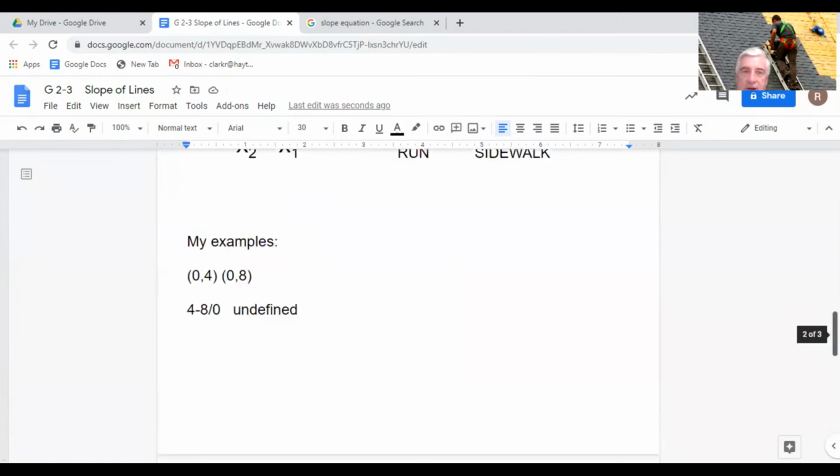Let's go back to the undefined slope. If it's horizontal, this must be vertical. This is straight up.